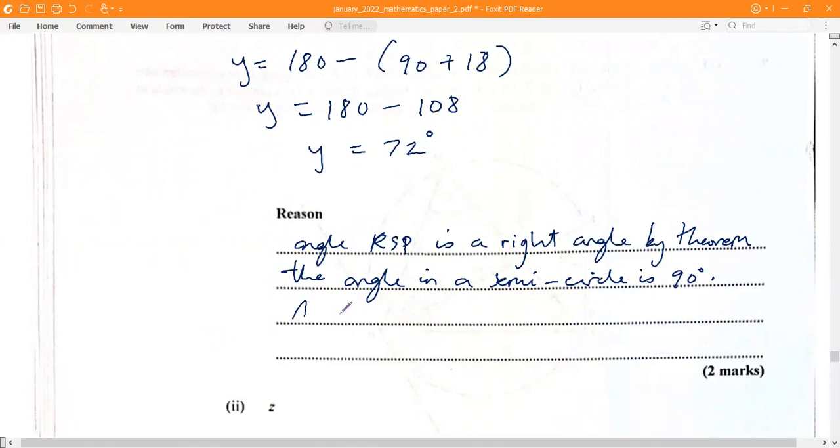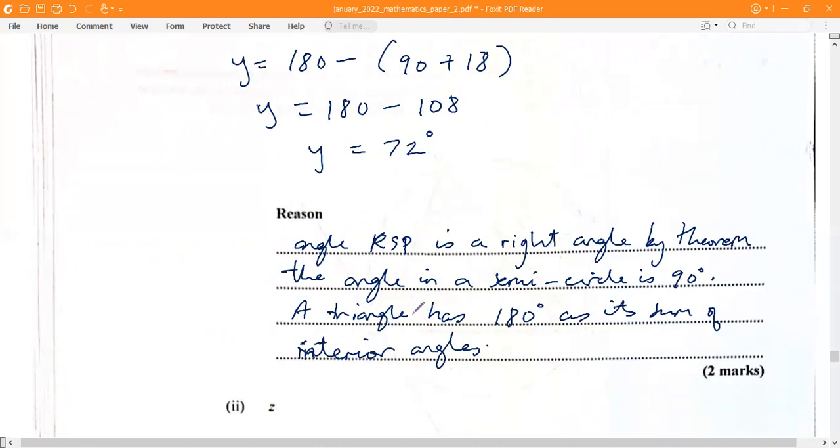And a triangle has 180 degrees as its sum of interior angles. So the sum of the interior angles in a triangle is 180 degrees.